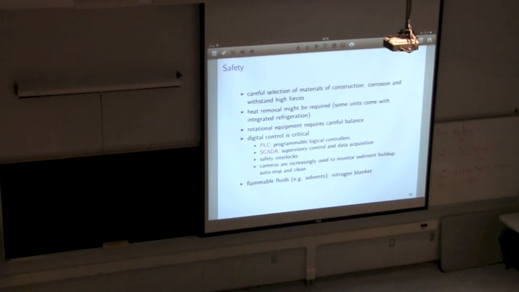So what I'll do is talk a bit about safety, and then we'll show how one can design these centrifuges. The reason I talk about safety is there are some things that are not always obviously apparent with these centrifuges. They're obviously rotating at very high speeds. That's one critical safety issue. But some other points come to mind.